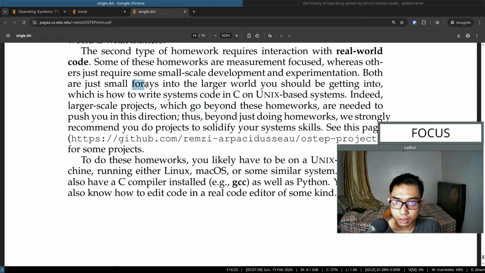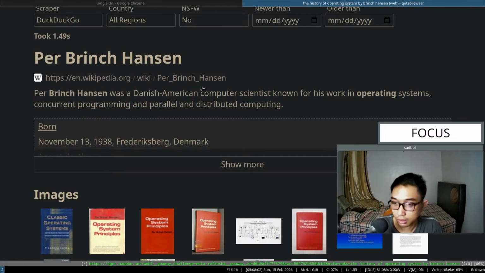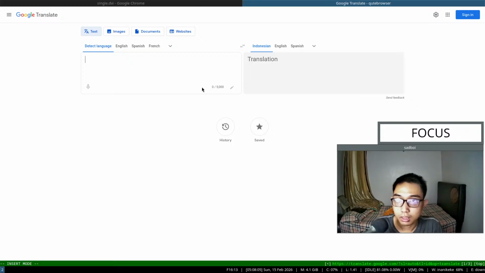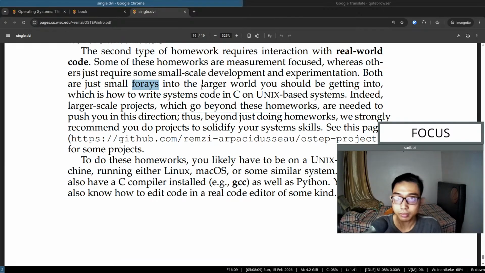Small forays. What is forays? Let me check. Oh, okay.